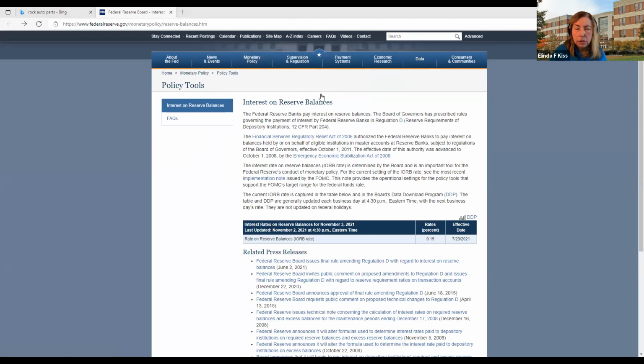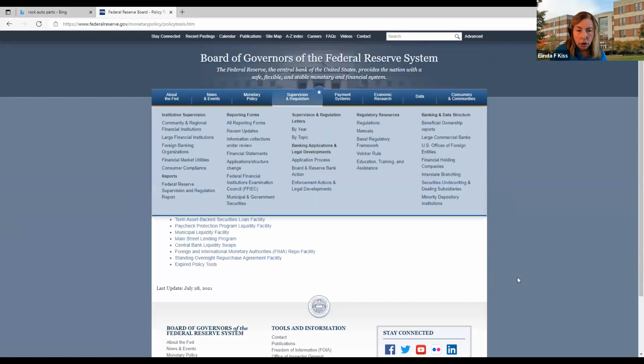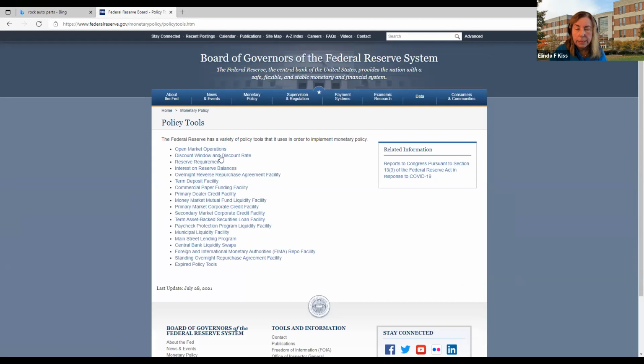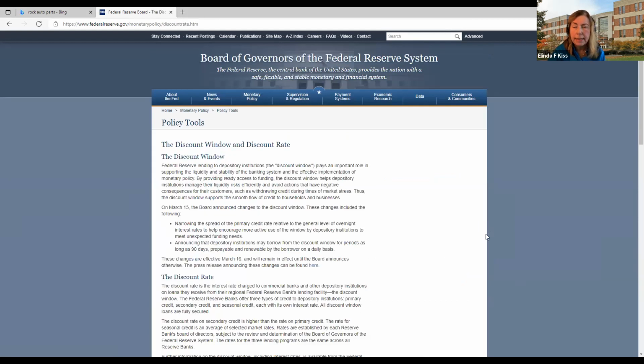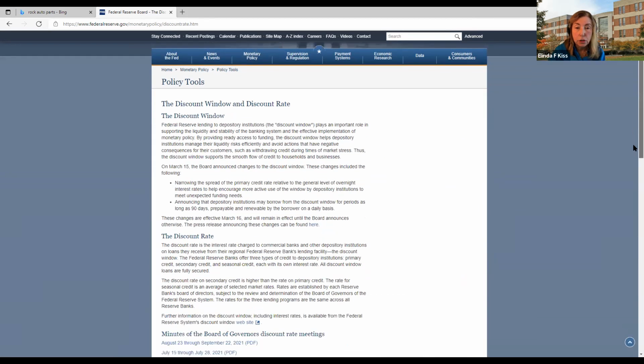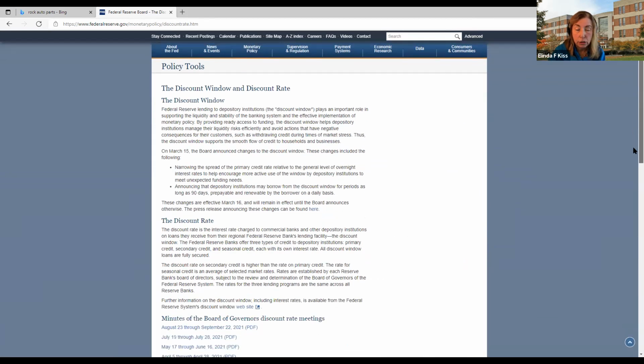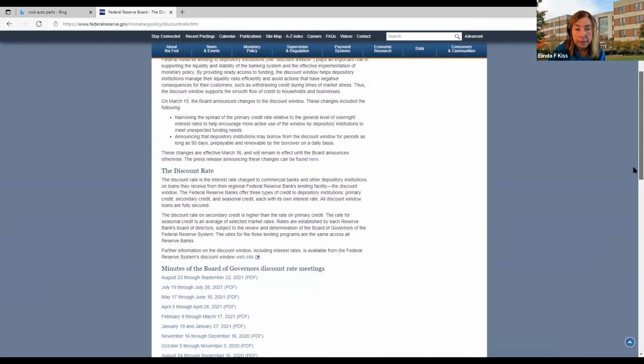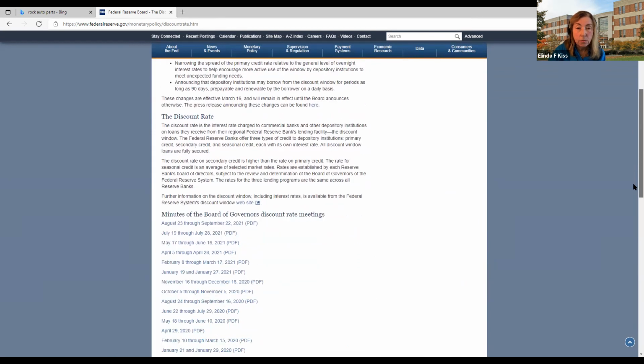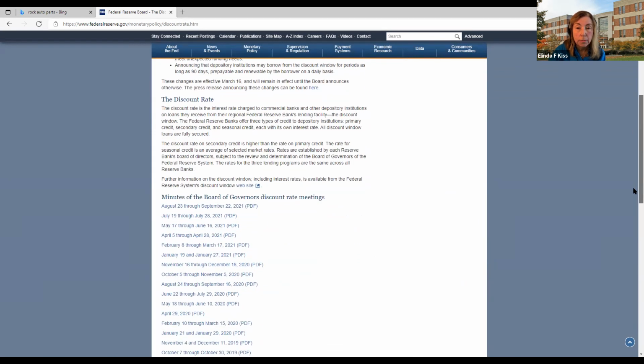Monetary policy tools. And I want to talk about the discount window and the discount rate. This is the place where the Federal Reserve lends to depository institutions and sometimes other institutions. The discount rate is the interest rate charged to commercial banks on loans they receive from the regional Federal Reserve Bank's lending facility known as the discount window.